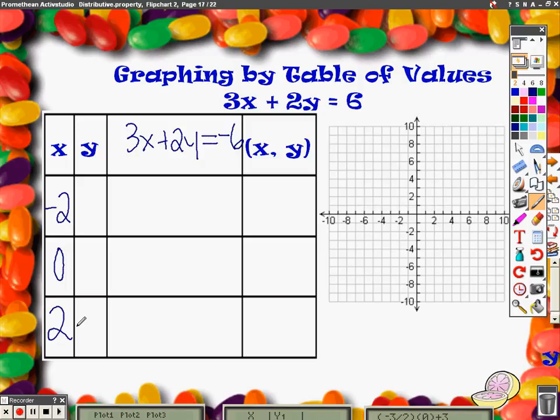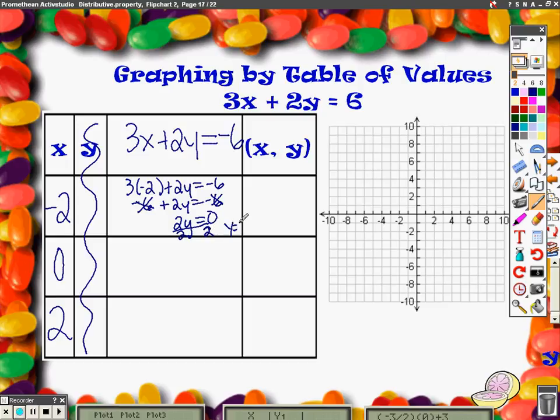So what I need to find is the y value. And maybe this table probably isn't the best. I should put a line through here. Sorry guys. But I'm going to plug in my numbers and see what happens. So 3 times a negative 2 plus 2y equals negative 6. This gives me negative 6 plus 2y equals negative 6. If I add 6 to both sides, they're going to cancel out, which really leaves me 2y equals 0. And if I divide by 2 on both sides, that leaves me that y is equal to 0. So my first ordered pair is negative 2, 0.